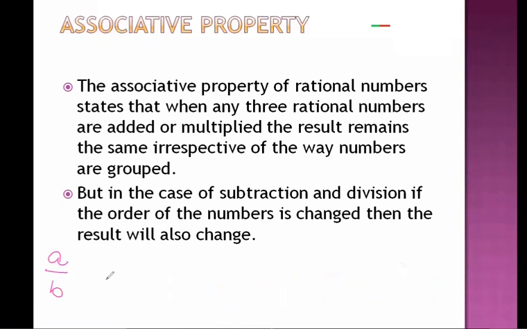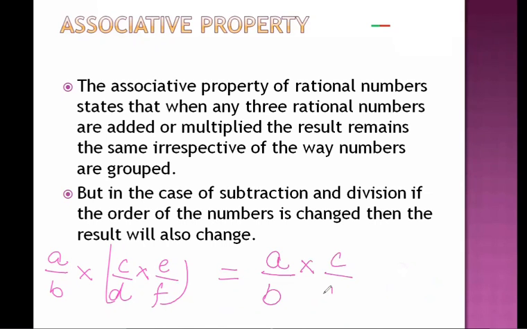A by B multiplied by C by D multiplied by E by F. And we group C by D and E by F, which will be equal to A upon B multiplied by C by D as one group and E by F. So my answer would be C.